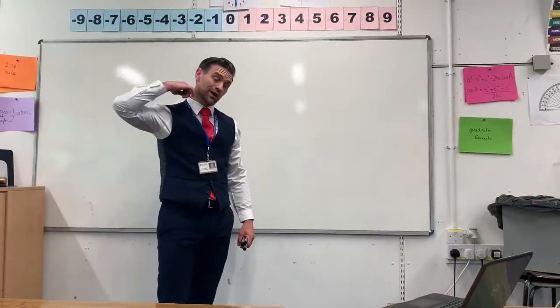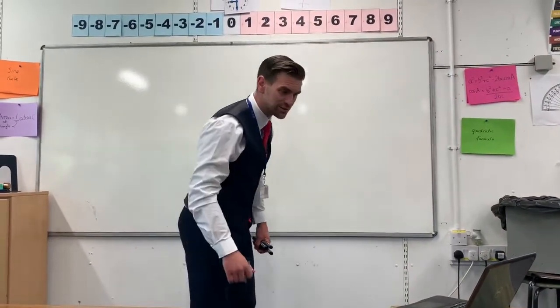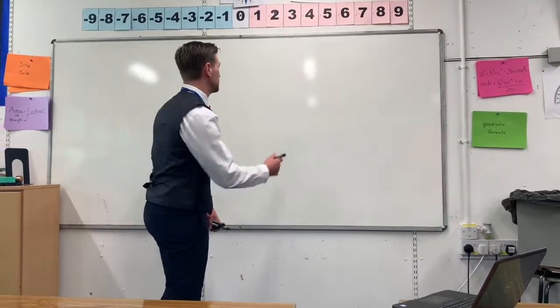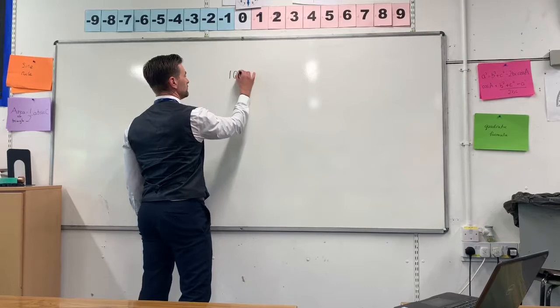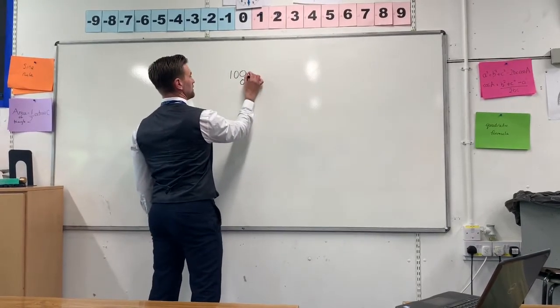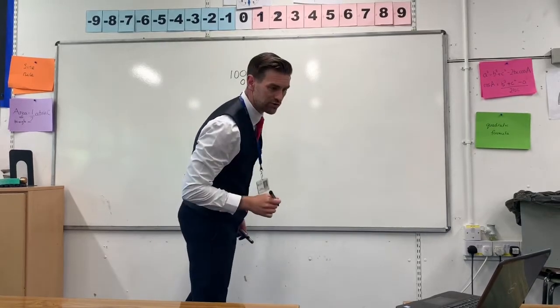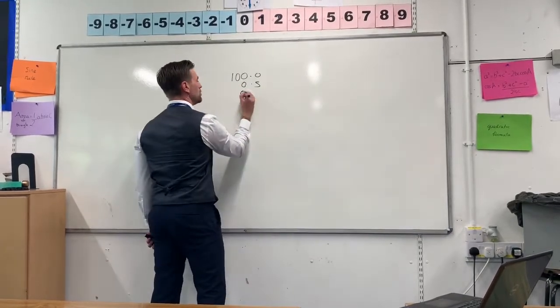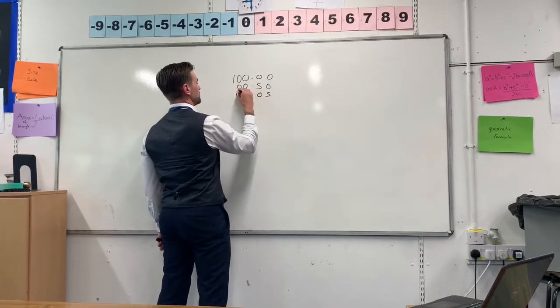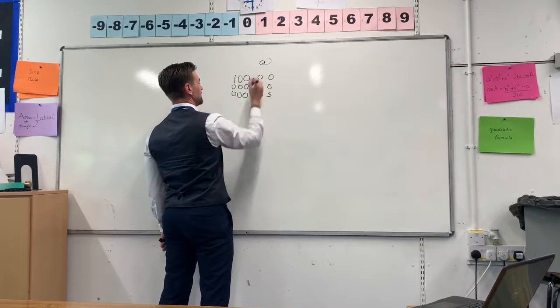Okay, hopefully that went well. I'm going to kick off with question 1. So it's adding. What is the total of 100, add 0.5, add 0.05? So 100, add 0.5, there's my decimal points. Line everything up, really, really important. Add 0.05. So remember, replace any gaps with zeros, and it is just adding.